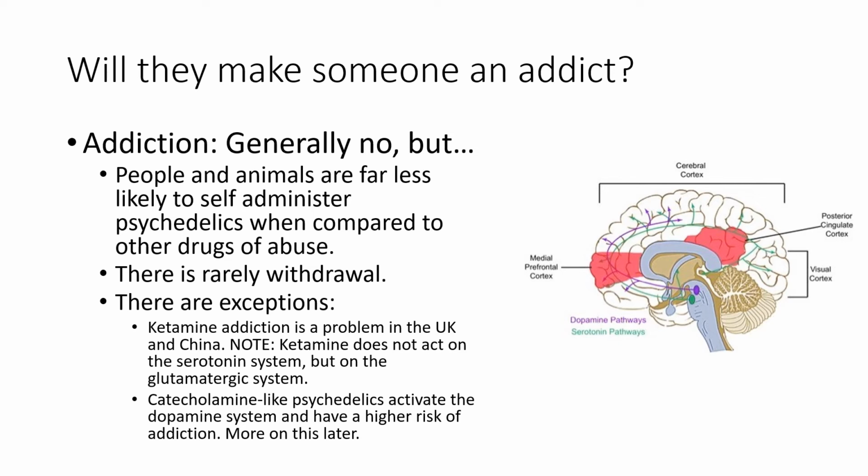It doesn't act on the serotonin system, but as we've already learned, it acts on the NMDA receptors, or the glutamatergic system, and the NMDA receptors are glutamatergic receptors. Now, perhaps more obviously, catecholamine-like psychedelics are also more addictive than the serotonergic ones. Catecholamines include dopamine and norepinephrine, and so it may not be a surprise to you that those types of psychedelics might be a little more addictive. And MDMA is one of those, but we'll cover that not in this lecture, but next time.